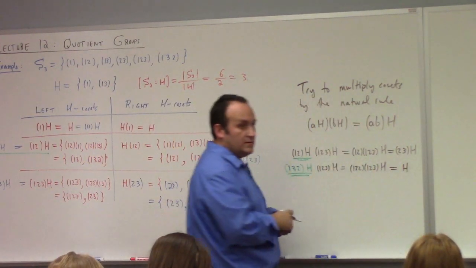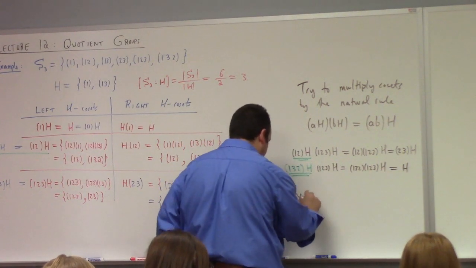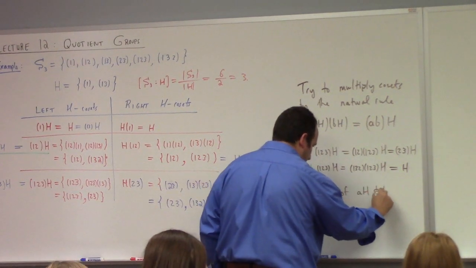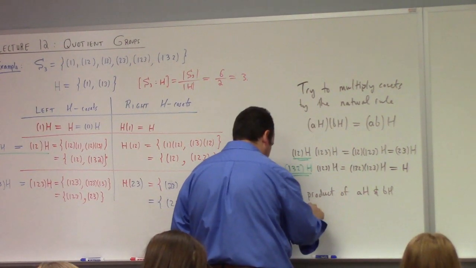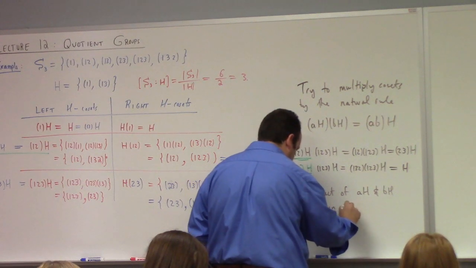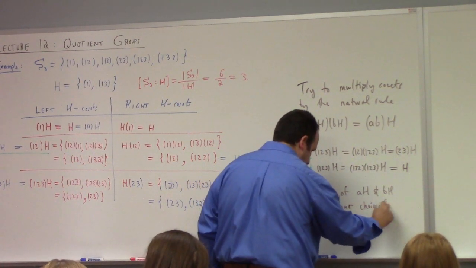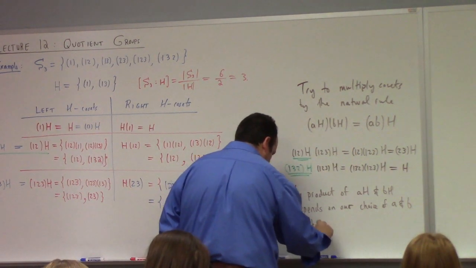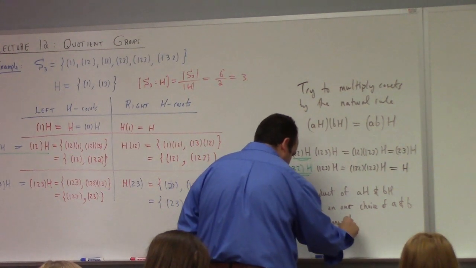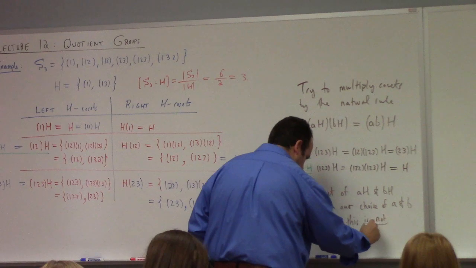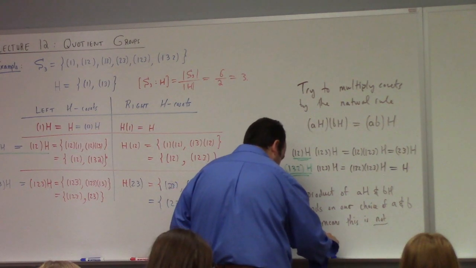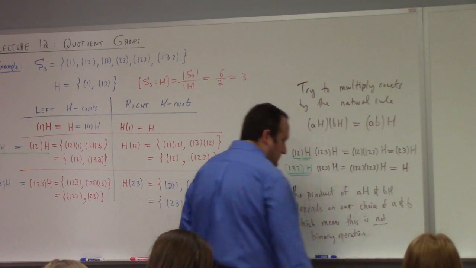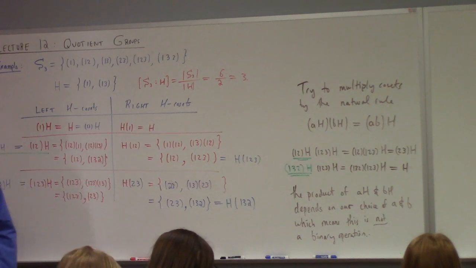So the product of aH and bH depends on our choice of a and b, which means this is not a binary operation. I mean, because we take two inputs, and how many outputs did we just produce? Not one output, but at least two outputs, right?